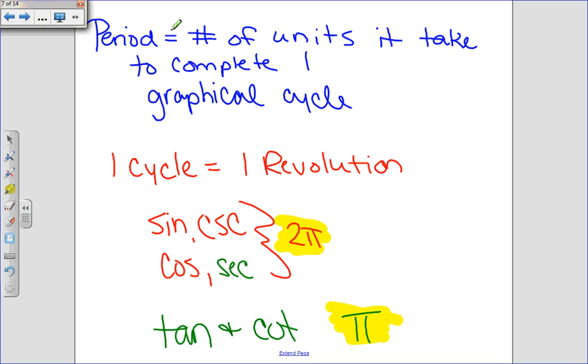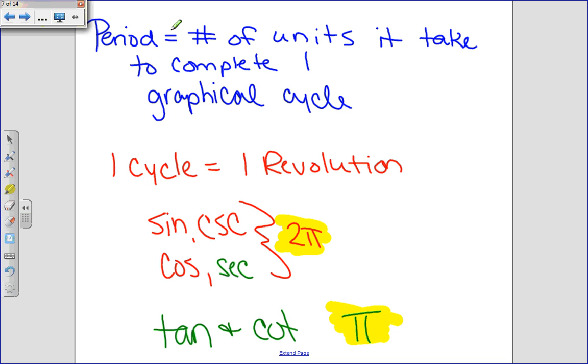Period: the number of units it takes to complete one graphical cycle. Now, what in the world does this mean? This means I want to know the number of units it's going to take to go around the unit circle. Well, how many units is one revolution around the unit circle? The unit circle has a radius of 1, but how many units? In other words, what's the circumference of the unit circle? The circumference of the unit circle is 6.28, which is equivalent to 2 pi. In other words, one complete cycle, one revolution, is going to be 2 pi units.